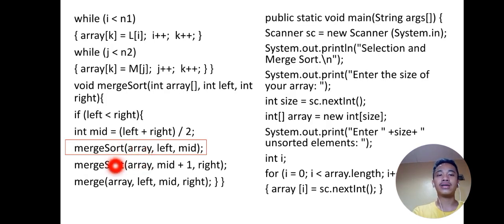So next, as you can see, we have two recursive calls right here. Our first recursive call is for our subarray left, and our second recursive call is for our subarray right. So first, let's perform our subarray left. It will call our method again and perform the code right here. So the value of left will be passed to left, the value of array will be passed to array, and the value of mid will be passed to right.